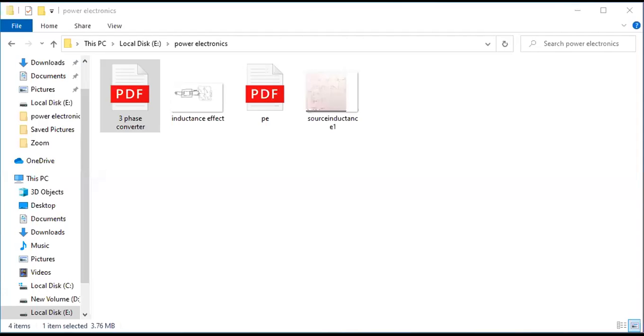Now, this is a phase displacement. You can see VAO, VBO, VCO. These are the phase voltages. VAO is the phase voltage. Now you have to understand what the line voltages are. So how can you get them?